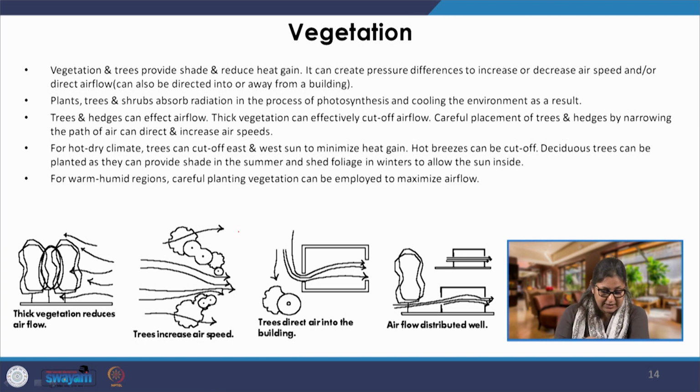Vegetation can help in reducing or increasing the speed of air. It can help in shading the building, and it could also help in privacy and views. So, these are the factors we take into account when providing vegetation, but we also have to see the quality of vegetation, that it is associated with increased moisture in the surrounding air. So, we have to see whether we need vegetation or not for a given climatic context.